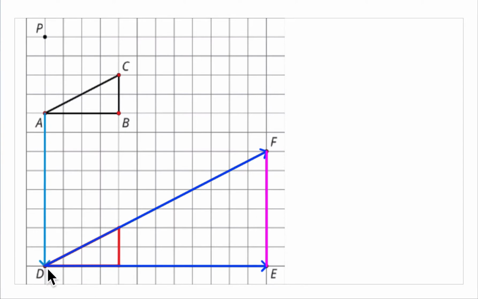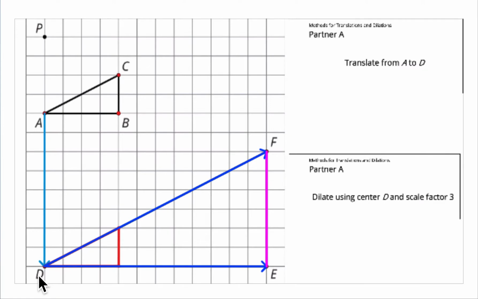Now, sometimes it says the center of dilation of D. And in that case, let's see, this one says dilate using center D and scale factor 3. I think it should say dilate using center A and scale factor 3 because it's after the translation. So translate from A to D and then dilate using the center of A and a scale factor 3. But that option, that card, is not given to you. So you can reason through and say, well, gee, then it has to be this card.